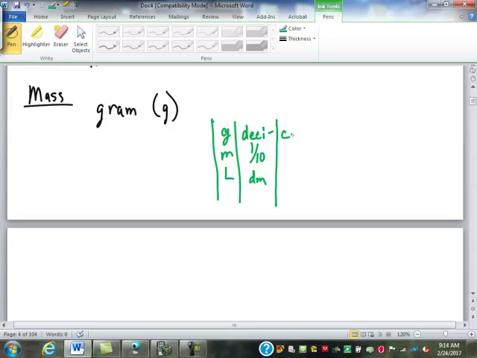Smaller yet is centi. Centi means 1/100th. So a centigram would be CG, or centimeter would be CM. It'd be 100th of a gram, or 100th of a meter. Next is milli. Milli is 1/1000th. So milliliter would be ml. It's 1,000th of a liter.